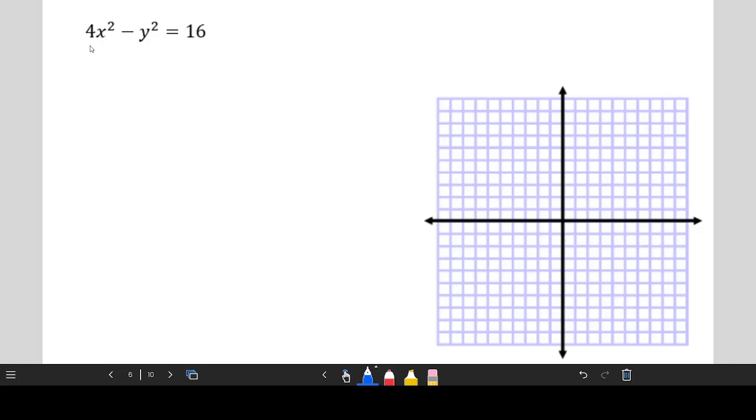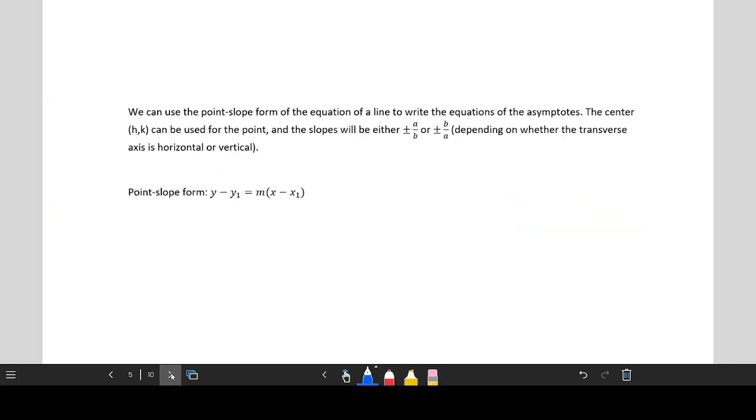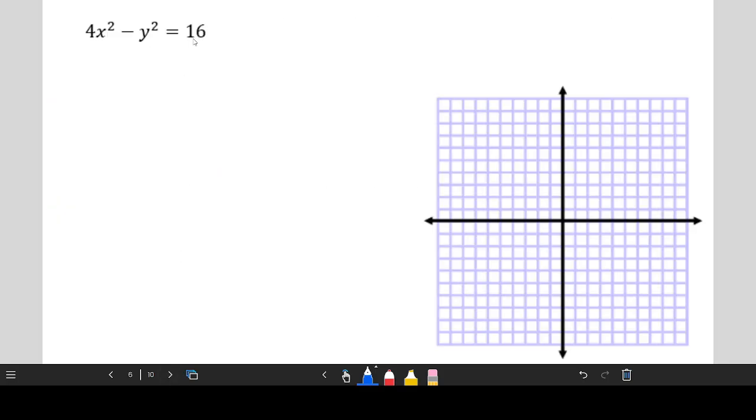All right, here's our first example. We have subtraction, so that's how we know it's a hyperbola and not an ellipse. Otherwise, that's really the only difference at this point. And just like we did with ellipses, if the right side is not 1, because in our equations the right side is 1, we're going to divide by whatever number is on the right side. So we're going to divide by 16 in this case. And so we have x squared over 4 minus y squared over 16 equals 1.